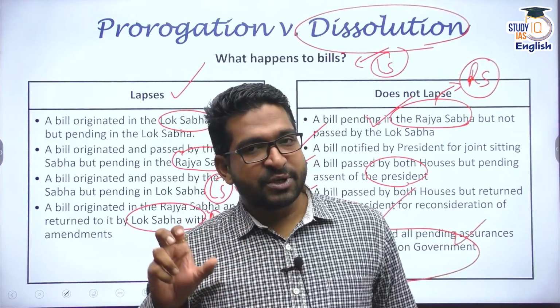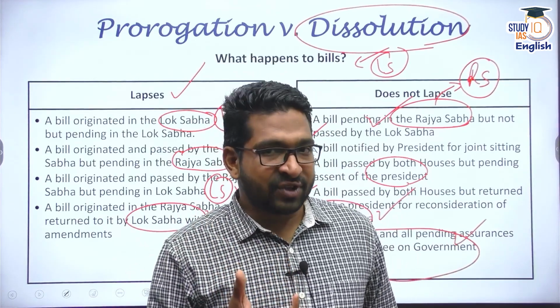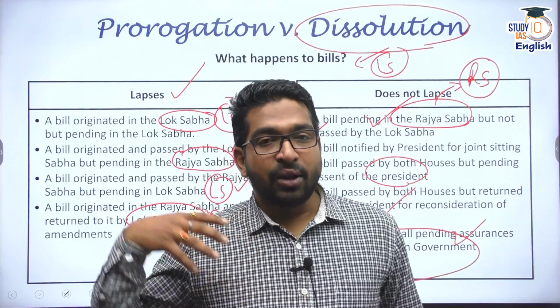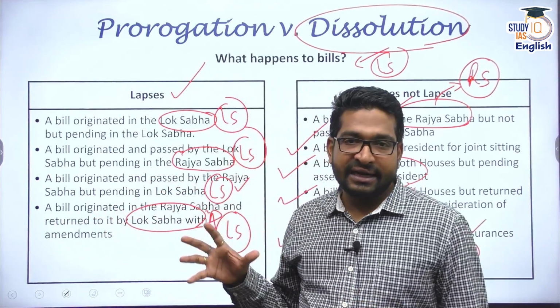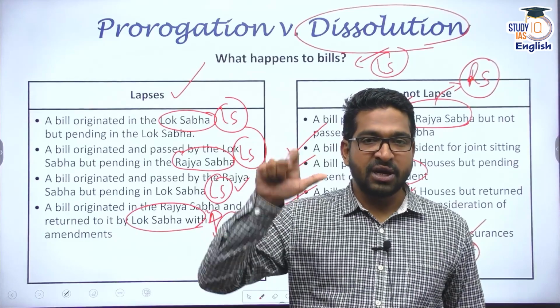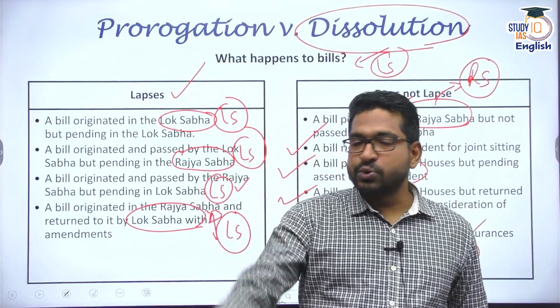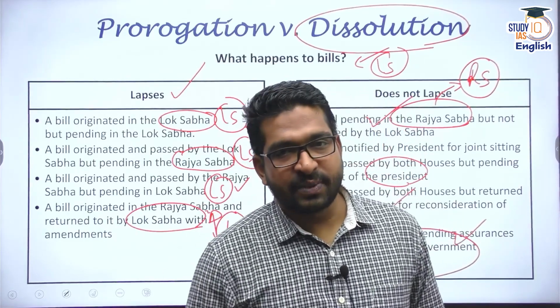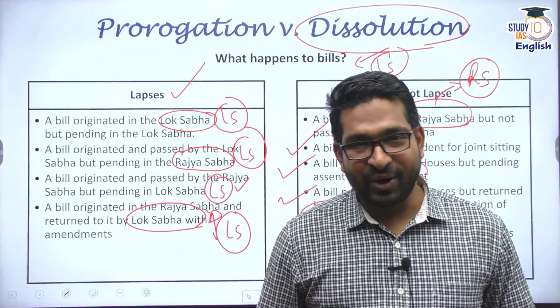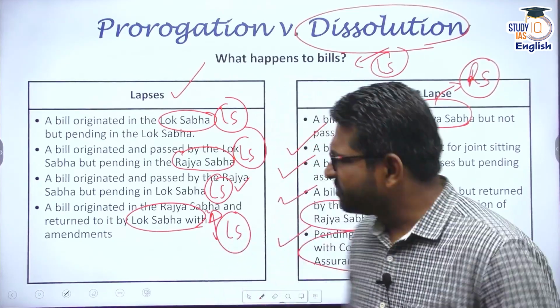Adjournment and adjournment sine die, the powers of these lie with the presiding officer, and the powers under Article 85 are with the president. For summoning, for proroguing, and for dissolution of the lower house, that is Lok Sabha, the powers are with the president. All right. Let's end this discussion with a small note.